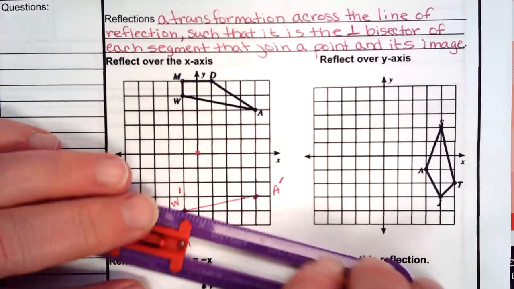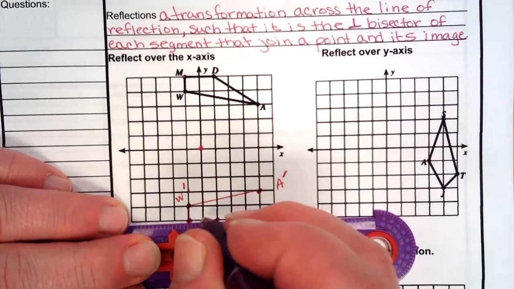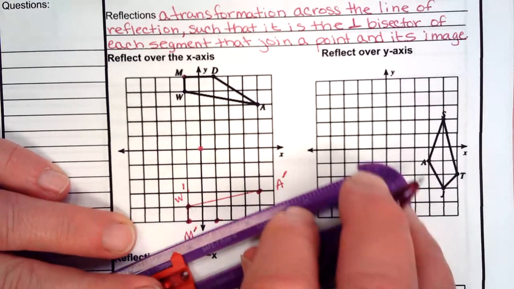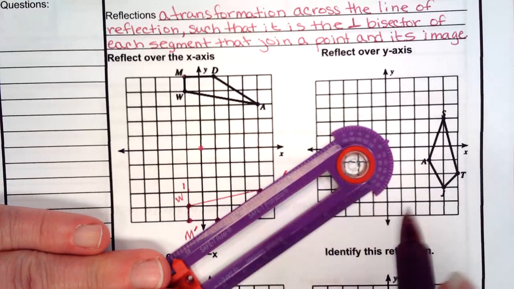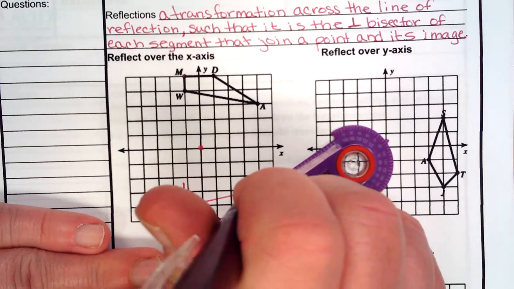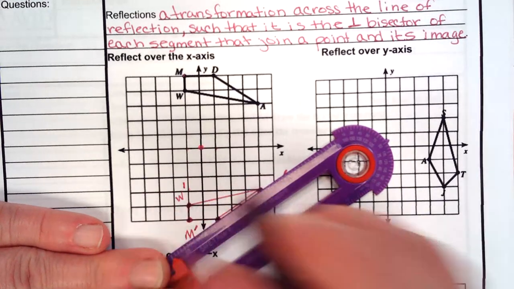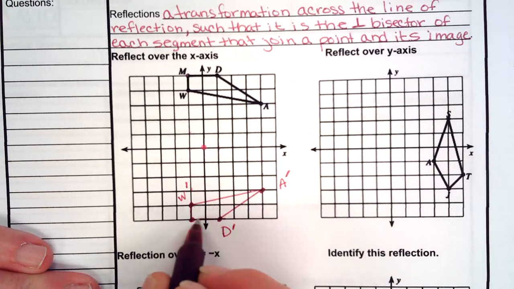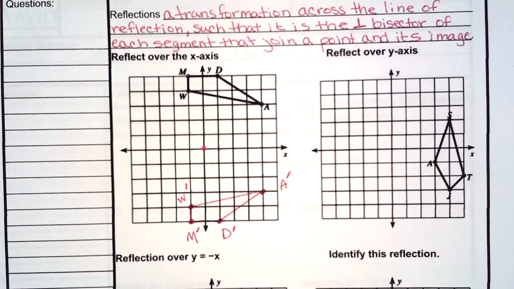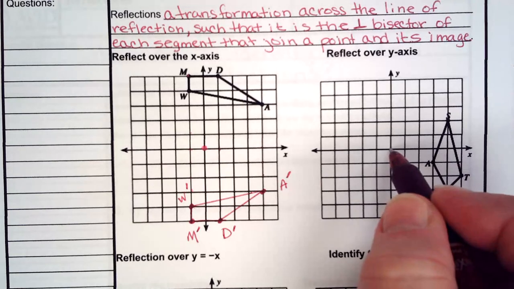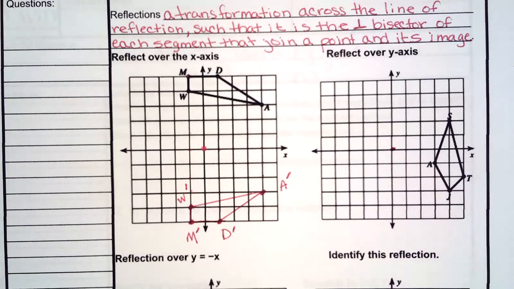Visually, I'm going to check and make sure it looks exactly the same, except flipped over. So, they're exactly the same shape, but their orientation is different. So pause the video and see if you can reflect over the y-axis. Can you reflect this over the y-axis?